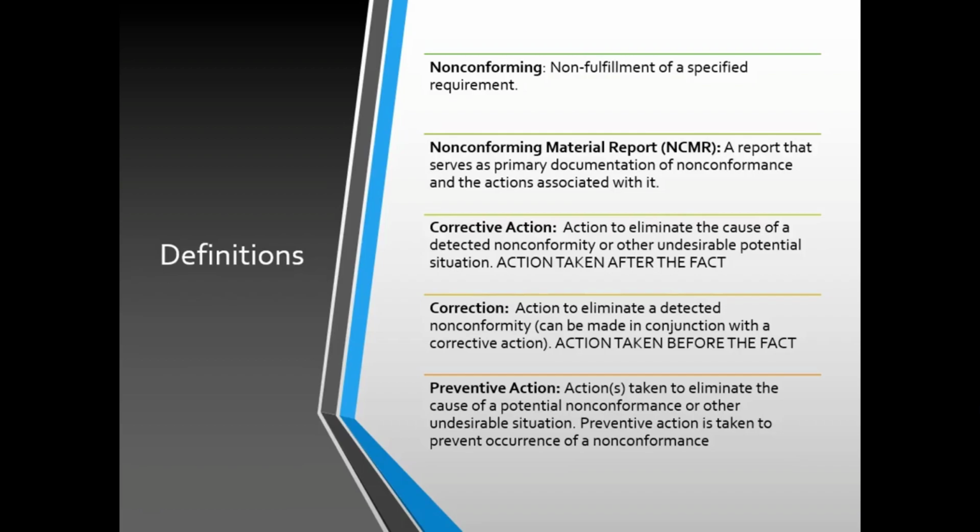Correction is an action to eliminate a detected nonconformity and can be made in conjunction with the corrective action above. So once the nonconformity is found, your action is taken, but that normally is taken before the fact. Preventive action then is actions taken to eliminate the cause of a potential nonconformance or other undesirable situation. Preventive action is taken to prevent occurrence of a nonconformance.